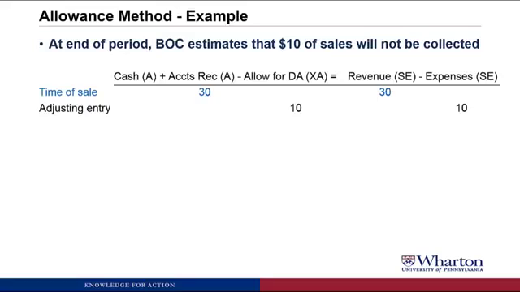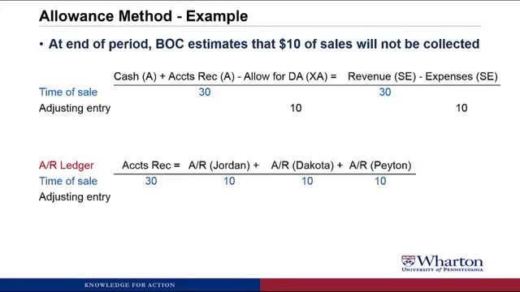On the stockholders' equity side, we recognize an expense of 10 for bad debt expense. What that'll do on the income statement is we'll have a net profit of 20, which again is how much we expect to collect from customers. In terms of the accounts receivable ledger, we don't do anything because we don't know which of these 3 people are not going to pay us back. And this is the whole reason for creating the allowance account.